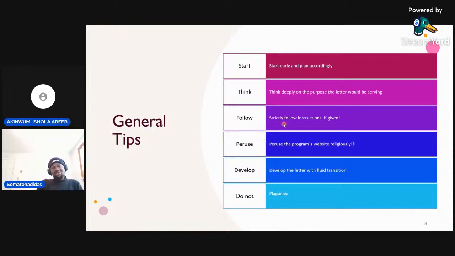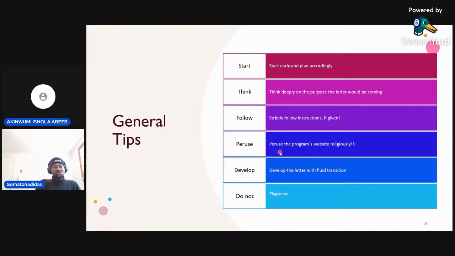Also, it is very, very important to strictly follow instructions if given. I've seen so many cases where they gave word limits. They said not more than 500 words. And someone came to me and said, I've written 900 words, can I submit it like this? I said, why would you write 900 words when they've already told you 500 words? There's no way you could submit that and expect a positive result, because that tells them you are not someone that pays attention to details. So strictly follow instructions when given.